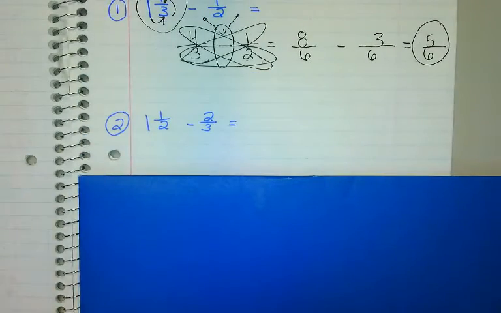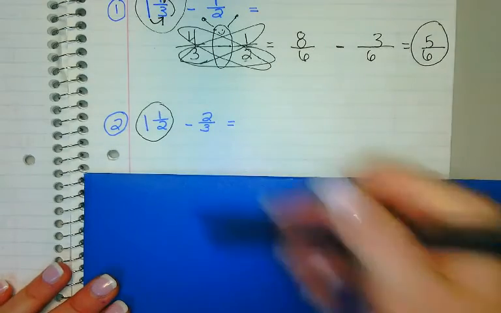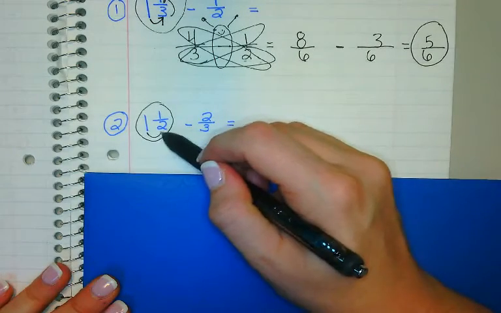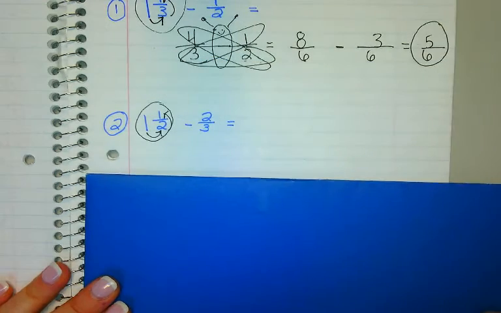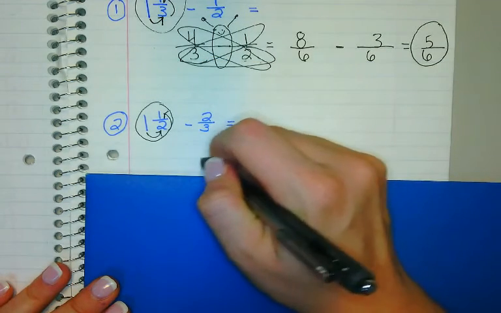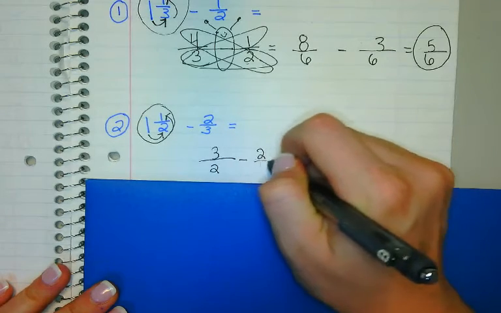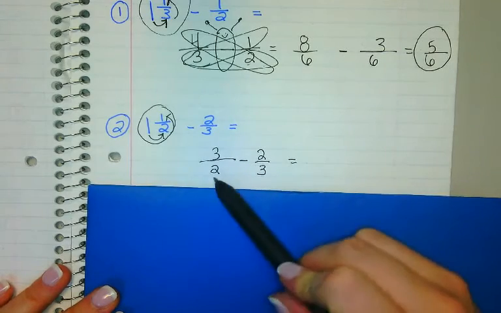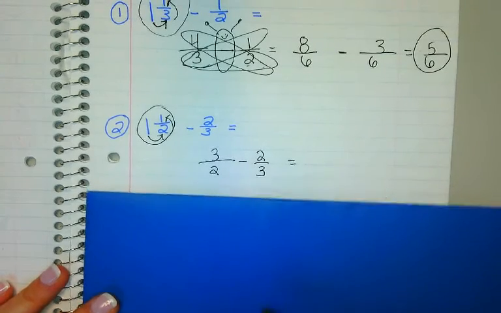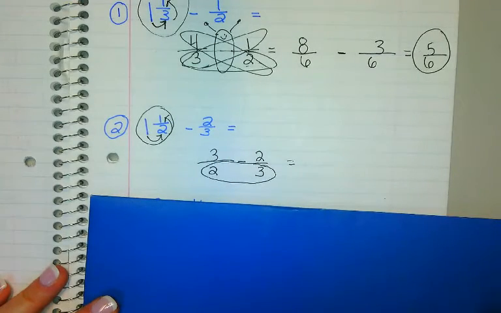I have 1 1/2 minus 2/3. Our first step is to convert this mixed number into an improper fraction. So I'm going to go ahead and do 1 times 2 is 2. 2 plus 1 is 3. So I'm going to have 3 over 2 minus 2 over 3. Okay. My denominators are unlike, so I need to do butterfly method. Circle the butt first. 2 times 3 is going to get me 6.